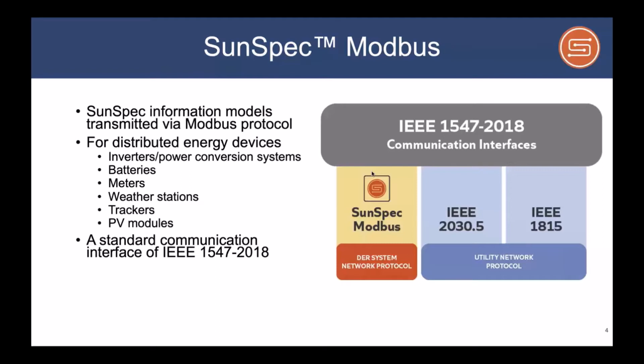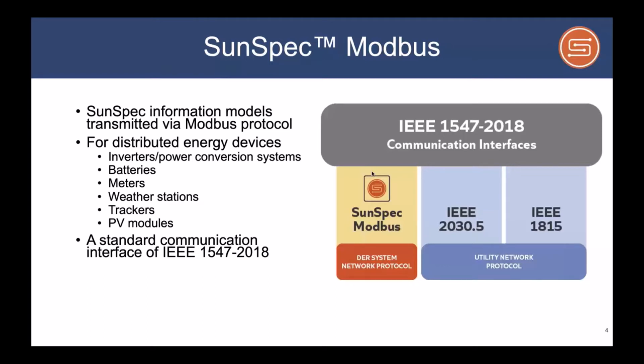As I mentioned earlier, what's significant about SunSpec Modbus in the present context is that it has been named as one of the standard interfaces for the IEEE 1547 2018 standard. As you can see on the right-hand side of the screen, there are 3 of these standard interfaces. SunSpec Modbus, the one on the furthest to the left, is the system network protocol. In other words, the field bus that would be used to tie together the components in a distributed energy resource system, including all the components you see listed on the left side.